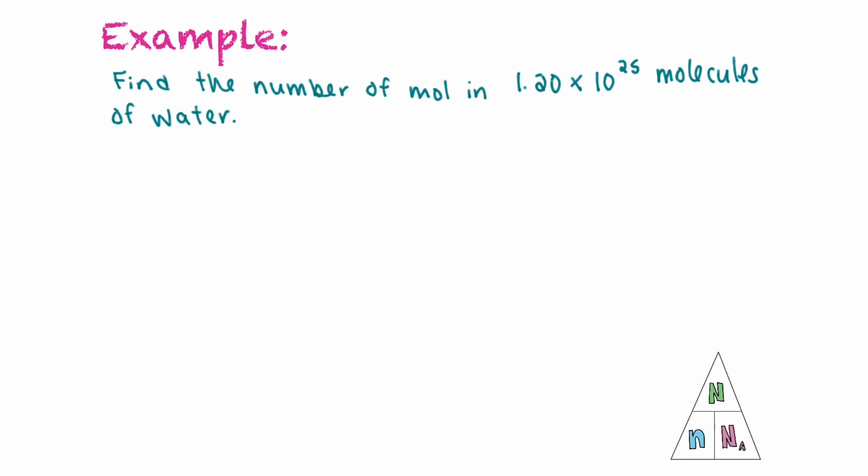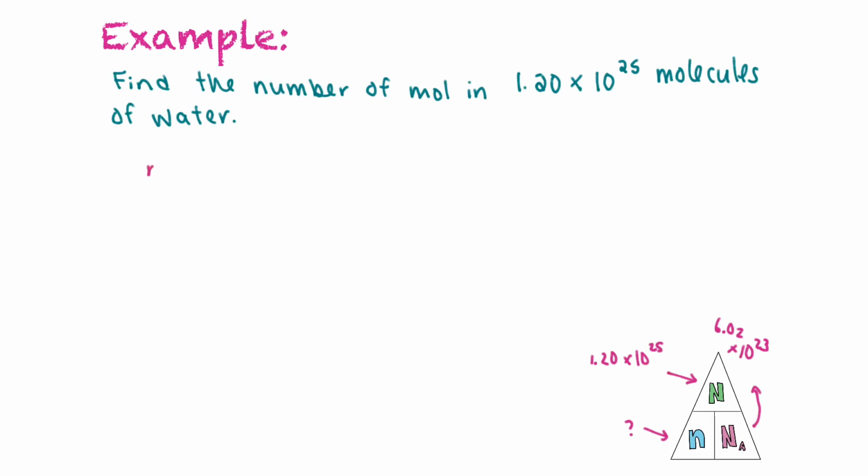In our next example, we're being asked to find the number of moles in 1.20 times 10 to the power of 25 molecules. So the value that we don't know is n, so that's our question mark. We know big N, that's 1.20 times 10 to the 25. And we always know Avogadro's constant, 6.02 times 10 to the 23. So to calculate this one, we cover up the value we don't know, so this one here. So the remaining two would be big N divided by big NA. So we'll start to solve that.